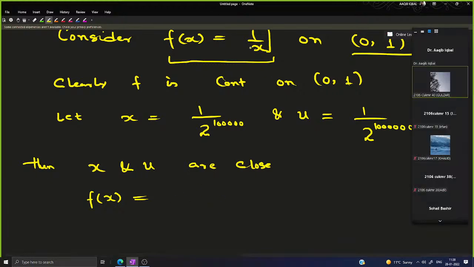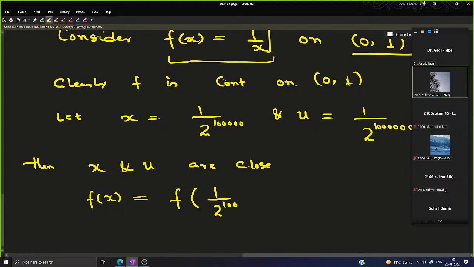Look, f of x is 1 by x. f is the function that transforms a point into its reciprocal. Now in our case our x is 1 by this, so f of x means f of 1 by 2 power 100,000.